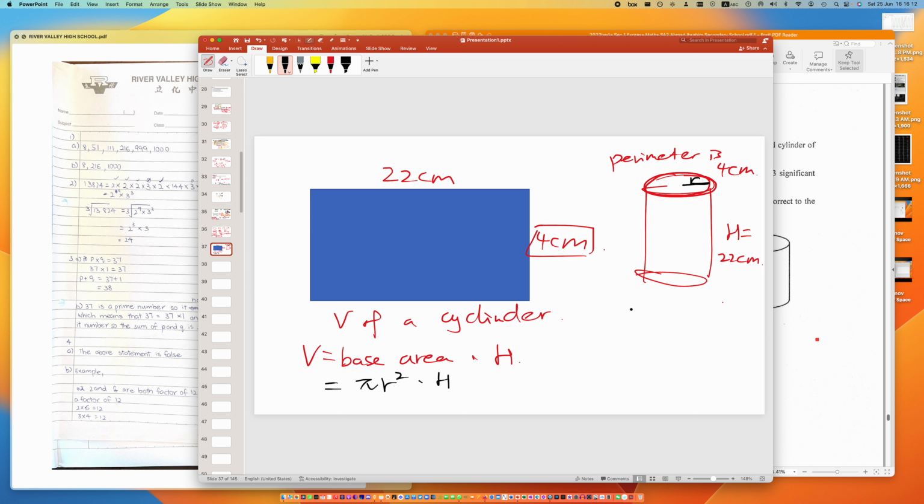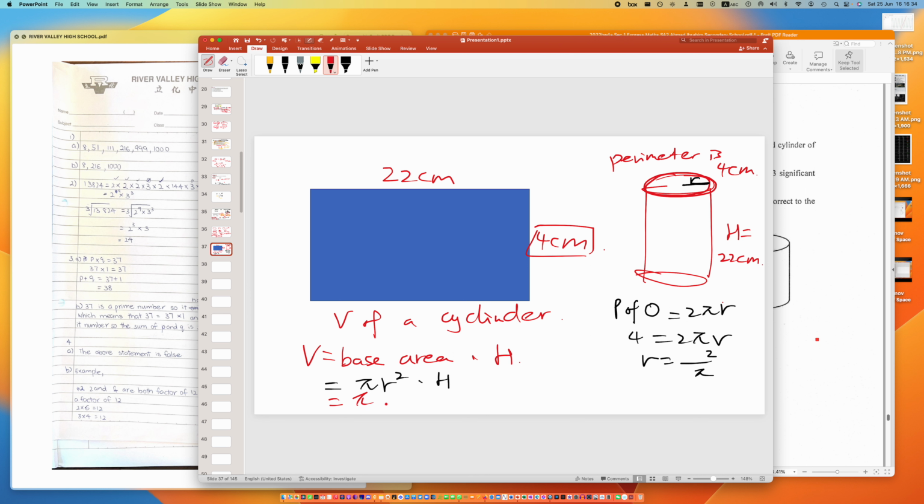So now, the perimeter is 4, right? Yes. So how do you get the perimeter of a circle? It's 2 pi r. So the perimeter is 4 cm. So it's 2 pi r, so your r is equal to 4 divided by 2 pi. So you divide, so it's 2 over pi. Okay? Then you sub in.